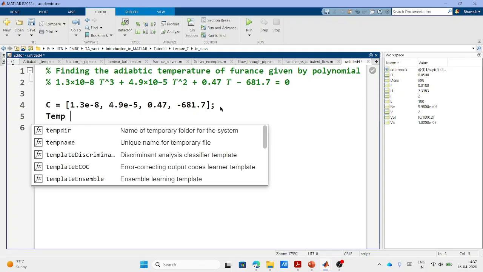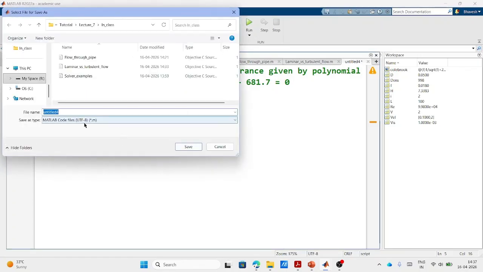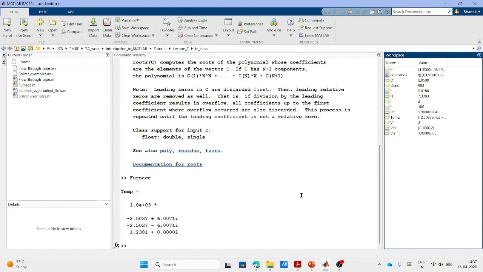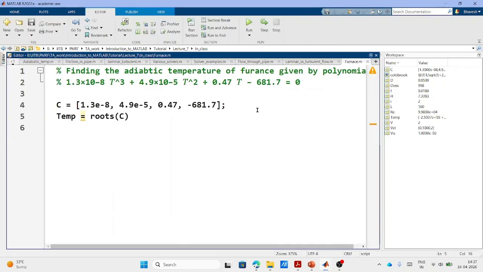And then I can write temperature is equal to, I will call the roots command. I will provide the polynomial coefficient matrix C, right? And see what answer you get. This is the furnace example, right? So this is your answer. Right now you can see there are 3 values I am getting, and let me write it in a much nicer way. Display temp.